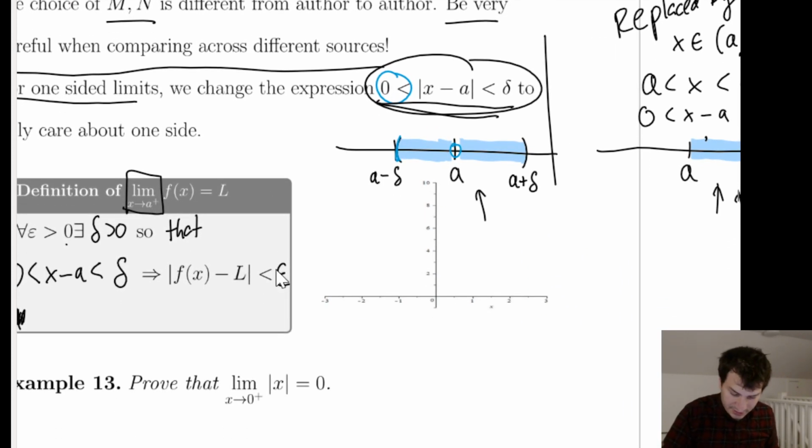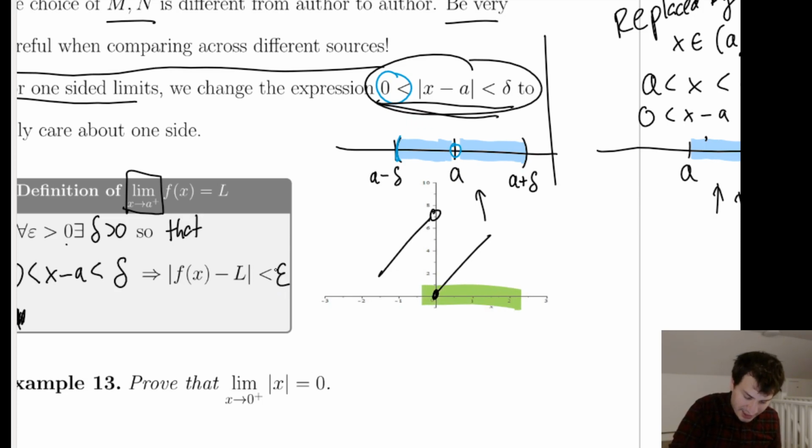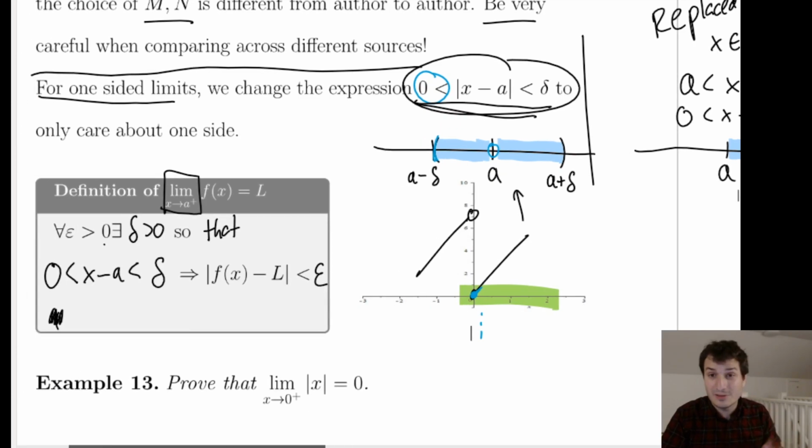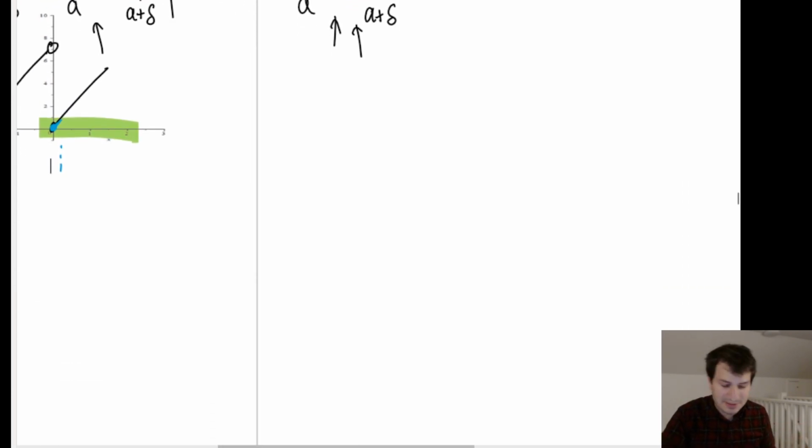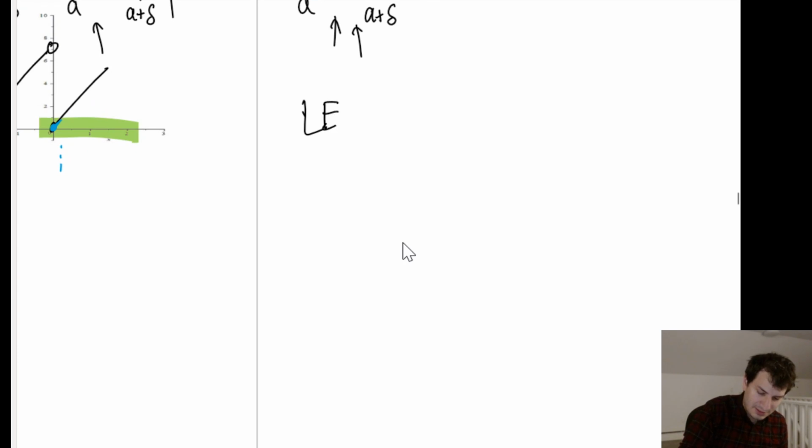Okay, what does that look like? So let's do a function. I don't know, let's do a function like this. And we're talking about someone makes the green zone over here, and you're looking only at points that are near the function, but a little bit to the right. That's what we're doing. That's the limit to the right. The limit to the left is going to be the same thing. The left limit.